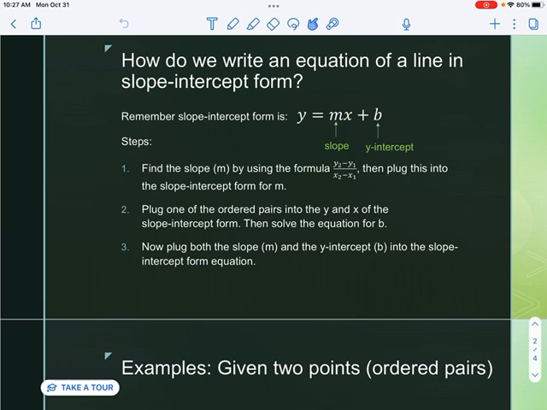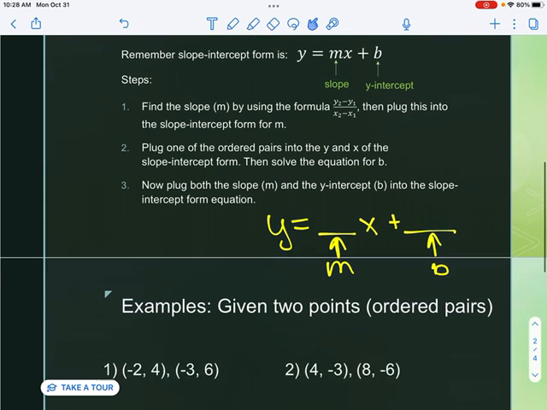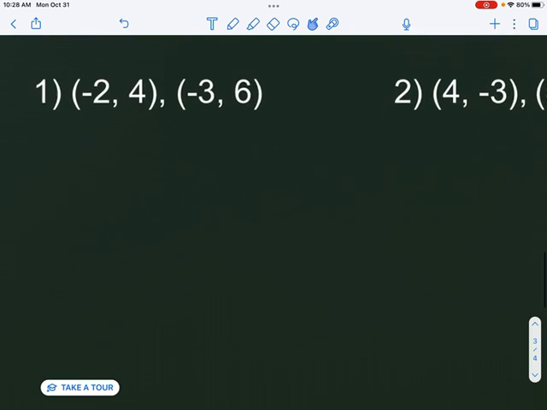Once we do that, we are going to pick one of the ordered pairs. It does not matter which one you pick. You plug that in for the y and the x, just like what we did in day 2. And then we're going to solve that for b. Once we have both of those, we're going to plug them back into the final equation, where we'll have y and x. We'll plug something in for m and something in for b. Okay? So here we go. Let's give it a shot.